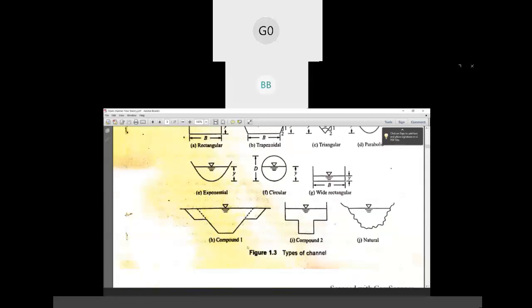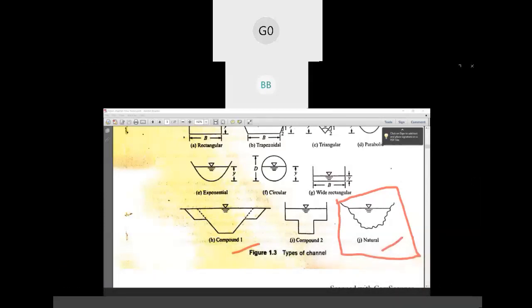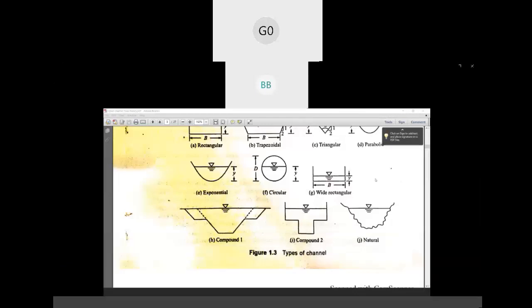Then we have compound channel. So those things we are going to discuss in later classes in details, that compound channel. And this is your natural channel. Why is it complex? Because we don't have a defined shape. What we can say, it's an irregular shape. So that's why open channel flow is much more complex than your pipe flow.